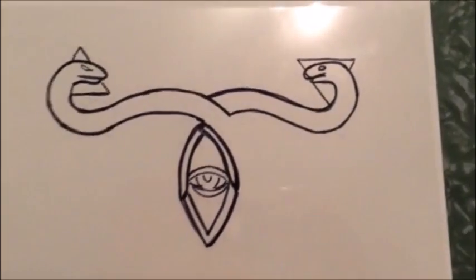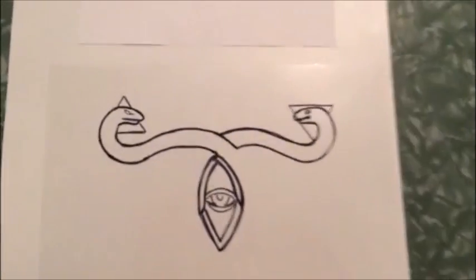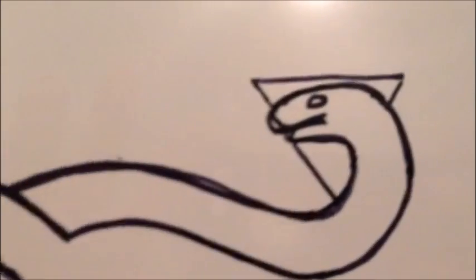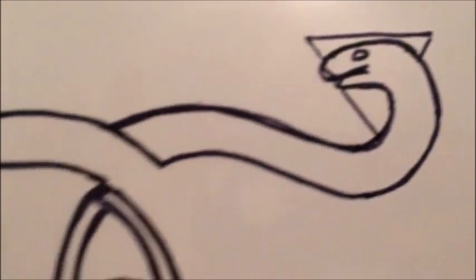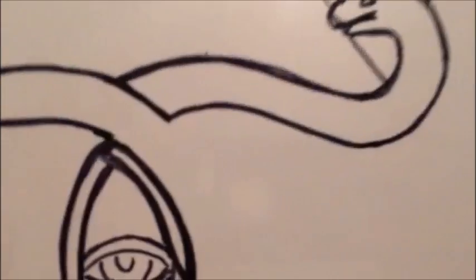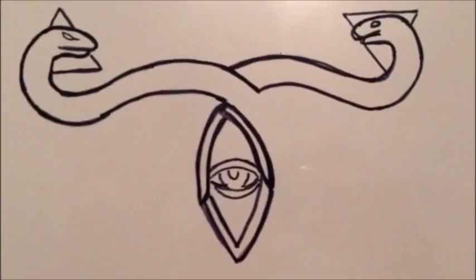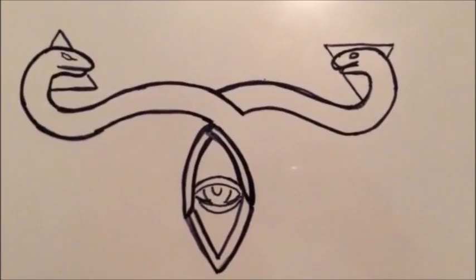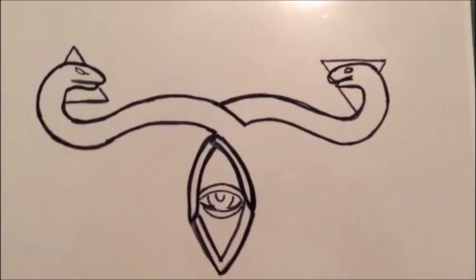It represents the female reproductive system, and I've drawn it conspicuously with a serpent there and a right side up pyramid, and a serpent there and a right side up pyramid, coming down together the fallopian tubes and down to the uterus and the vagina. And so there is a representation of the female reproductive system.